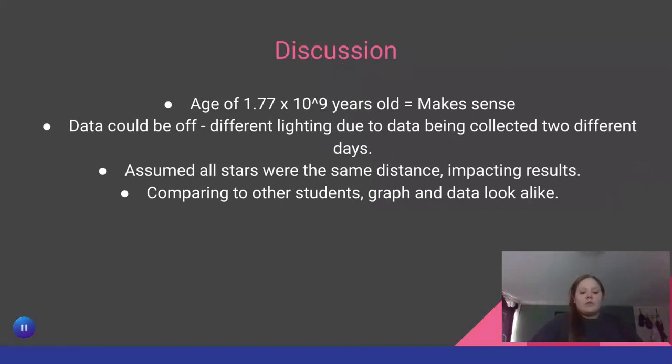Comparing this to other students, our graphs and data do look alike. I don't think there was anything that was extremely out of the ordinary, so I believe that our results are accurate. And this is the Pleiades cluster.